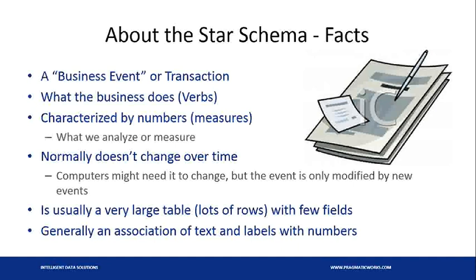You want to look for these. A verb is my biggest tip. We sell, we buy, we do something. It's got some numbers associated with it, and it doesn't change over time. The other thing that makes a fact table easy to recognize is that it generally is the largest table in your database. Normally your facts are where the majority of the rows are. They tend to be large tables in terms of number of rows, but they also don't have a lot of columns associated with them.